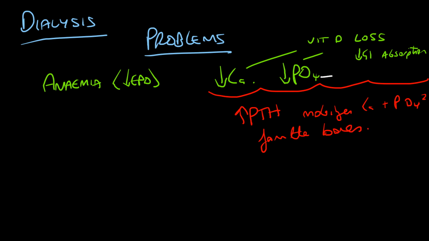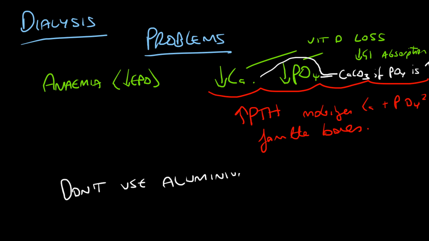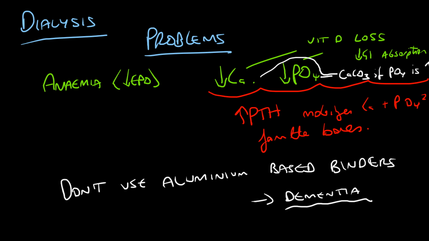So what do you do? You can give calcium carbonate, pardon me, if your phosphate is increased. And that might stop the calcium being released. Just make it a bit clearer there. And something else that's coming out of literature is don't use aluminium based binders with dialysis to bind toxins, because they can cause dementia. So dementia can be a sequelae of aluminium based binders in dialysis.